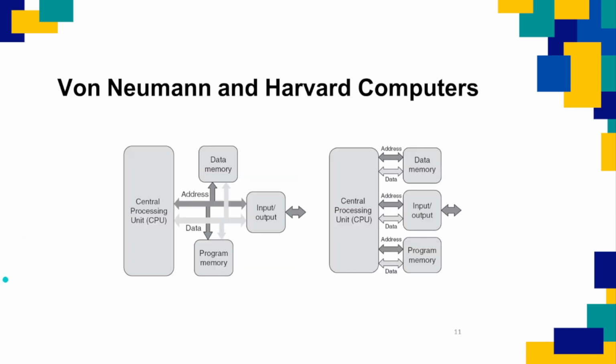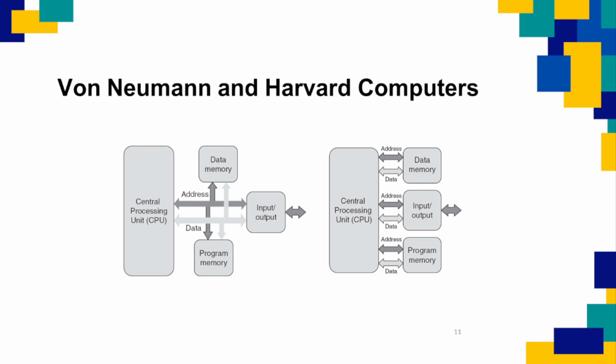Next one is architecture. Here there are two architectures: one is the von Neumann architecture and the other is the Harvard architecture. These are two fundamental computer architecture designs that describe how the CPU and memory are structured and interact with each other. First one is the von Neumann architecture.